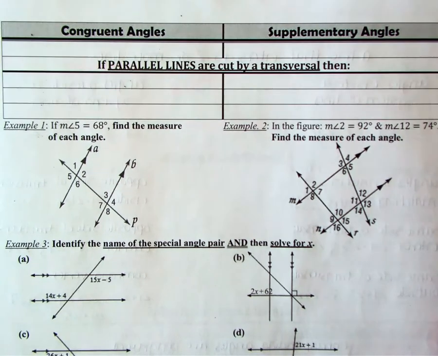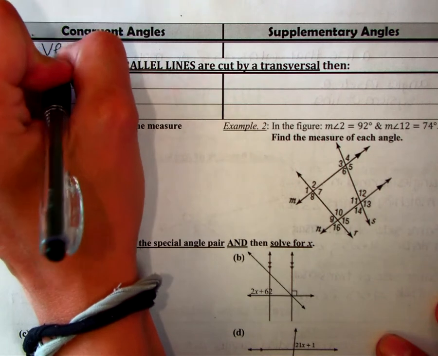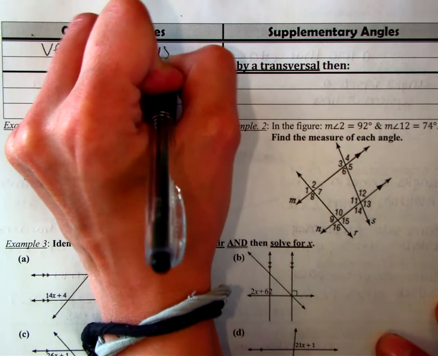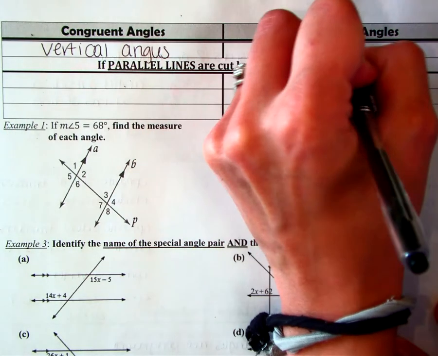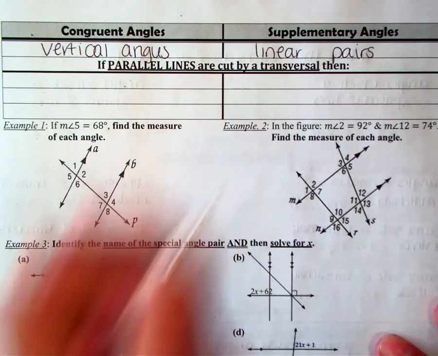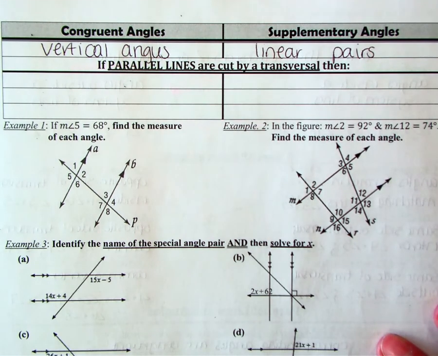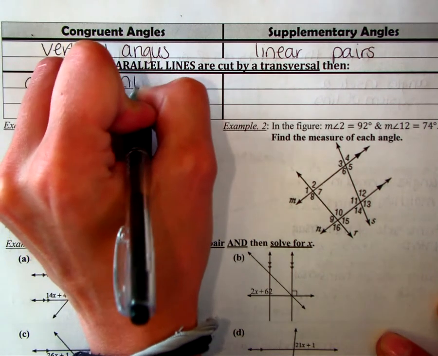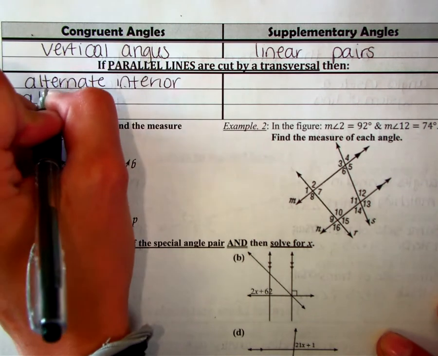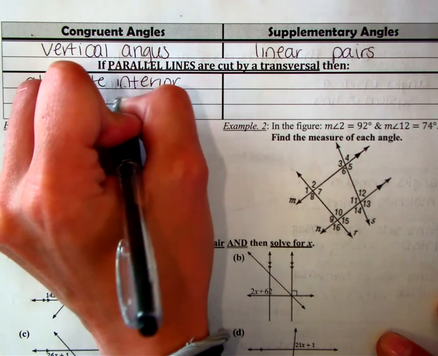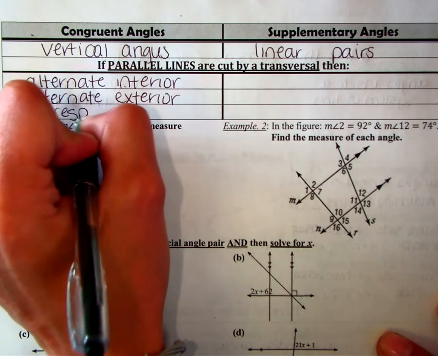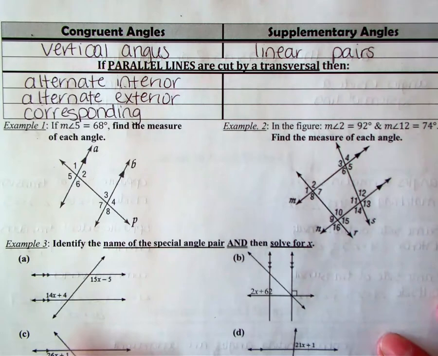So from the first day we talked about angles, we know that vertical angles are congruent. And we know that linear pairs are supplementary. And then if we break it down, if we have parallel lines cut by a transversal, we know that alternate interior are congruent. We know that alternate exterior are congruent. And we know that corresponding angles are congruent. So this table right here is going to be really helpful.